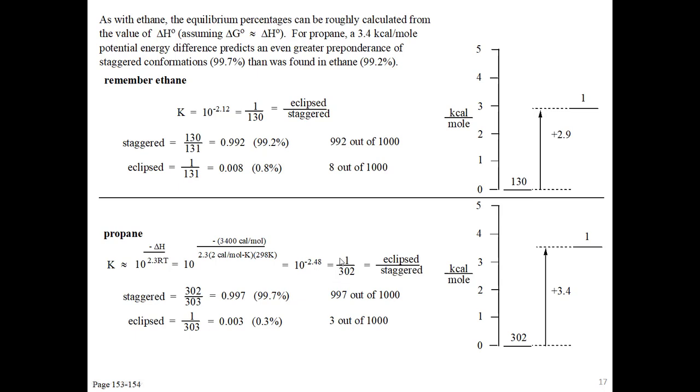Notice the equilibrium distribution, there's more discrepancy here. We only have 1 out of 303 because the energy difference is larger. So now I have 302 in the lower energy, staggered, and only 1 in the eclipsed conformation. Now remember, this is not a static distribution. These guys are changing back and forth tens of thousands of times per second. But if you took an instantaneous picture, you'd find most of your molecules staggered and just a little bit eclipsed. Okay, and there'd be a little bit more, a little bit less staggered here because the energy difference is smaller.